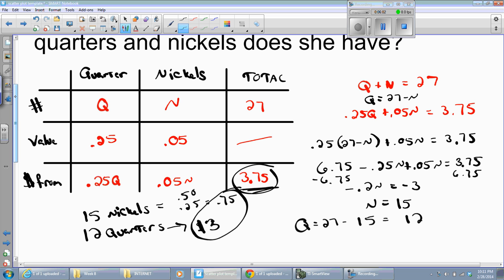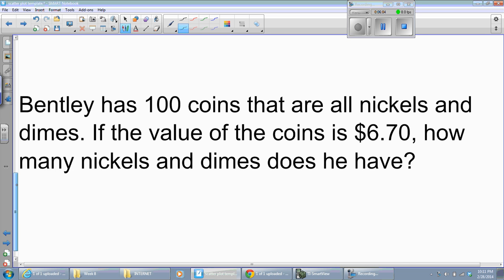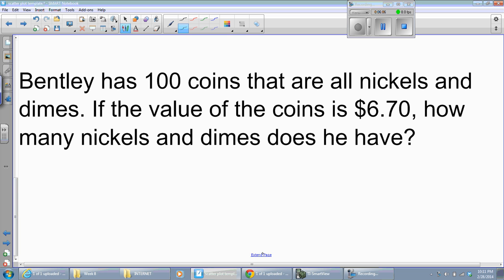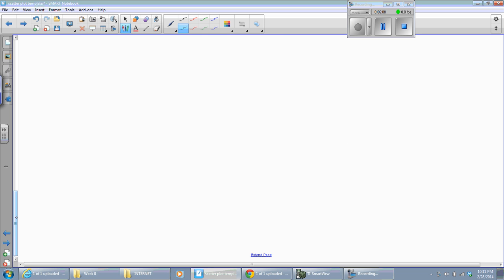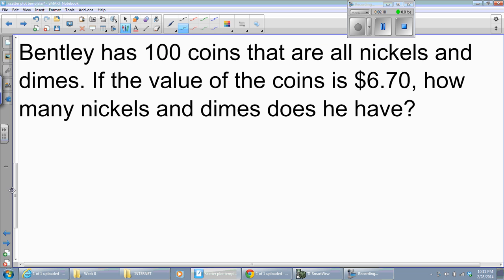All right, let's do one more. Same thing. It's almost 100% the same thing as the chemistry problems, just one little difference. Bentley has 100 coins that are all nickels and dimes. If the value of the coins is $6.70, how many nickels and dimes does he have? So, again, let's set up our chart.